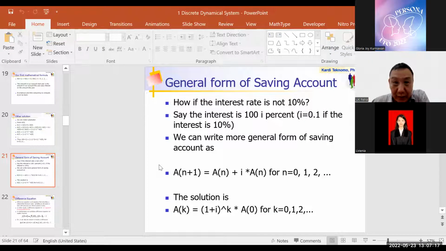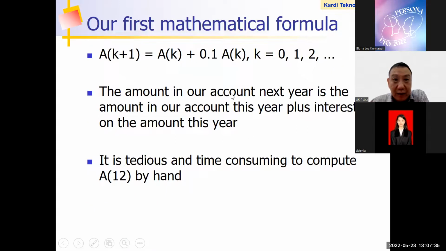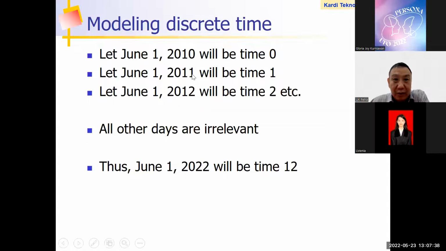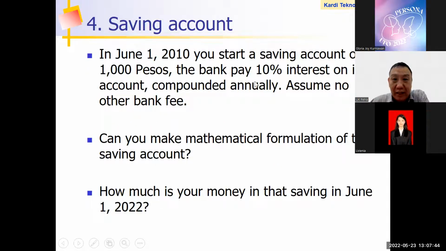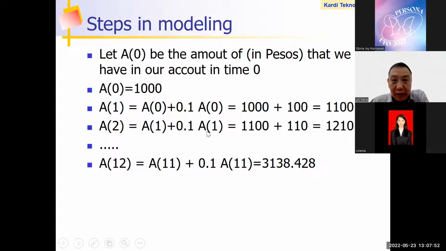Our first slide: discrete dynamical system. Can you see my screen? You remember this one? Yes, we can see yours. Do you remember this savings account? I'm talking about this modeling of discrete time, where we have this amount of money and the bank pays 10% interest. And then we talked about how we model it, our first time of difference equation. I hope you remember this.